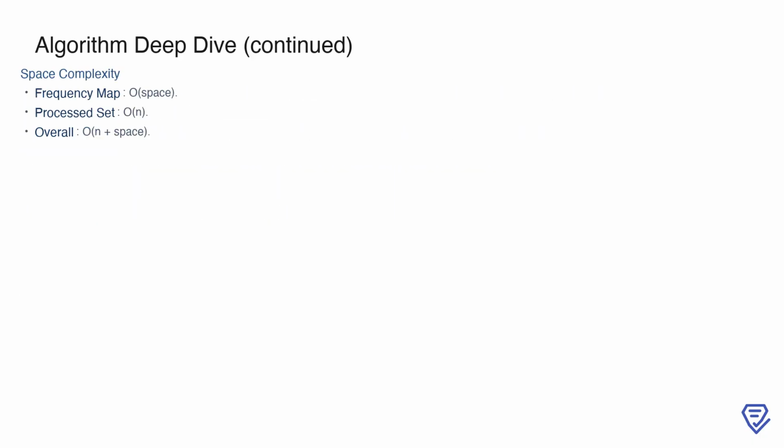Finally, let's analyze the space complexity. The frequency map requires O(space) memory, as it stores counts for each possible remainder from 0 to space minus 1. The processed set, used to track elements that have already been destroyed, requires O(n) memory in the worst case, where every element in nums is unique.